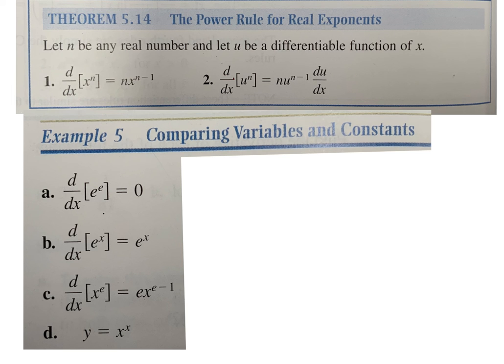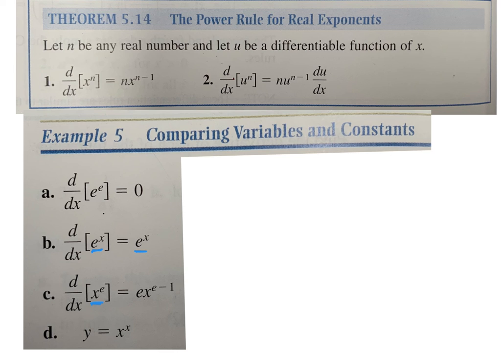Some examples here, comparing these. The derivative of e to the e is just 0. Why is that? Well, e to the e is a number. It's a number to a number. It'd be like the derivative of 2 cubed or 2 squared or 3 cubed. That's just a number, and the derivative of any constant is 0. The derivative of e to the x then, well, that's just e to the x.